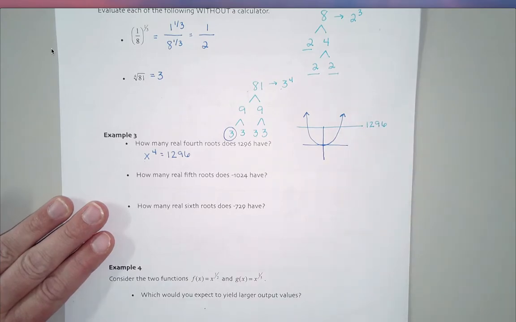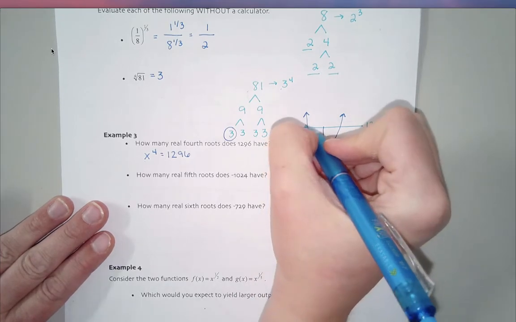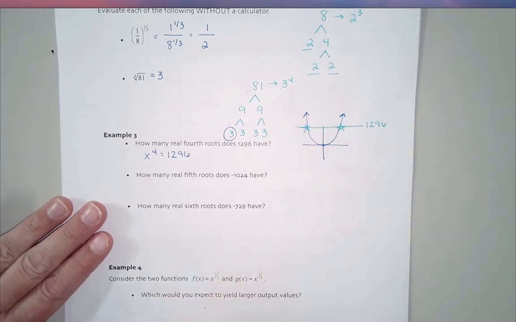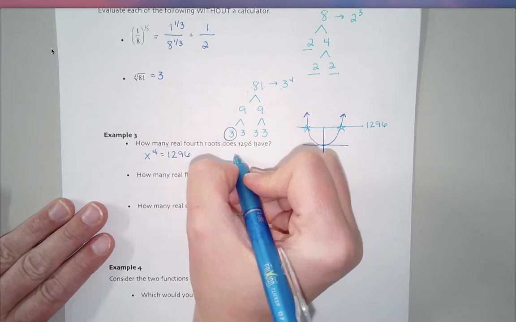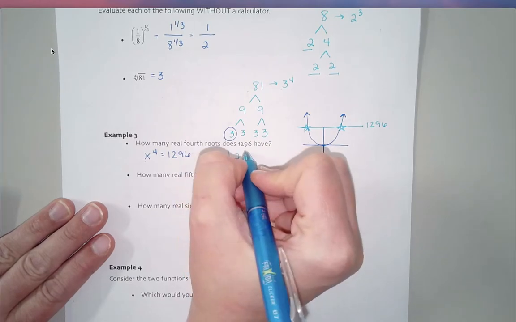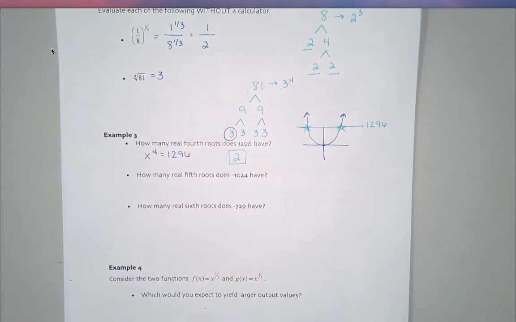When I look at that graph, I see that this has 2 solutions. It has 2 places where it intersects. So I would say it has 2 4th roots, a positive and a negative.